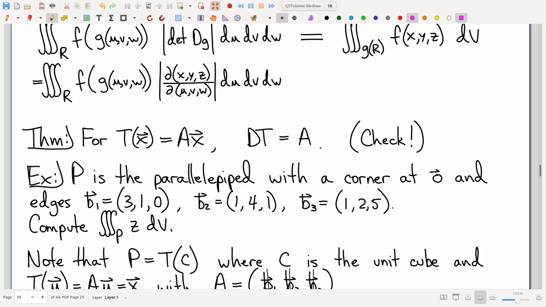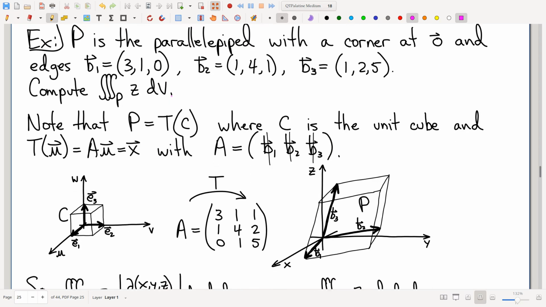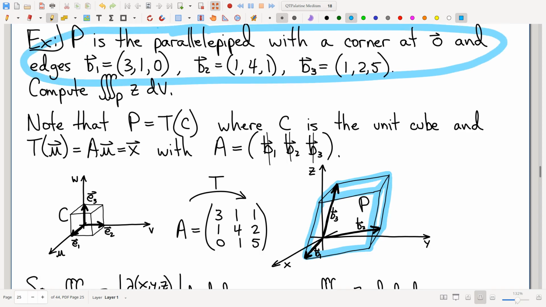Okay, so with that in mind, here's the example. This is a powerful example in the sense that we're going to take a question that would otherwise be just brutally difficult, and we're going to turn it into an easy calculation. So the brutally difficult example that we're considering is that we have a domain that is a parallelepiped, like this. Certain edge vectors having been given.